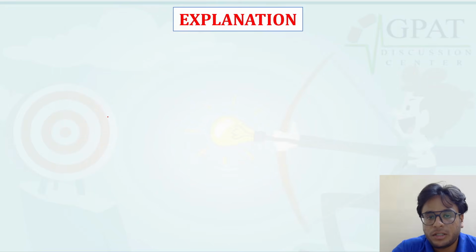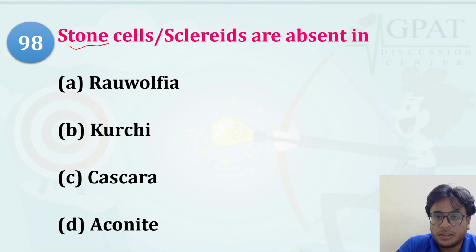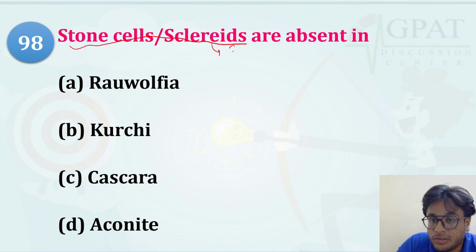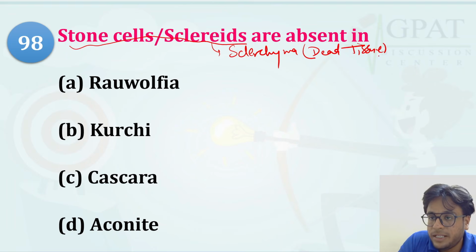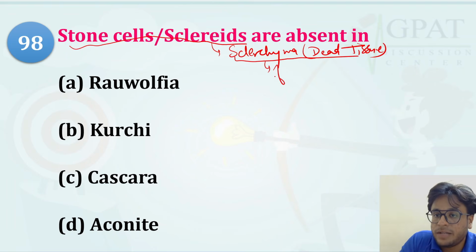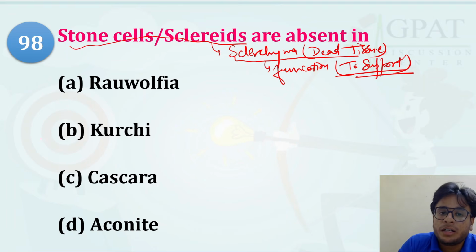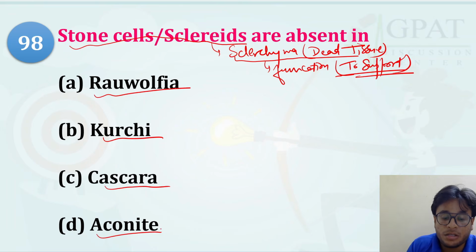Coming towards our next question: the stone cells, the sclereids or the sclerenchyma is absent in, we can also say, the sclerenchyma. Sclerenchyma is a kind of dead tissue, and the main function of that dead tissue is to support the given plant structure. So option A is Rauwolfia, option B is Kurchi, option C is Cascara, and option D is going to be the aconite.